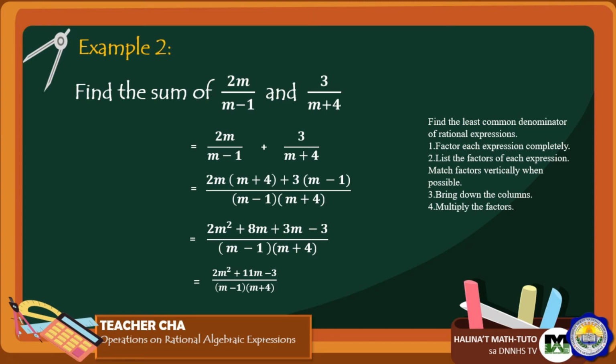If the numerator is factorable, we will factor. But in this case, the numerator is not factorable. Therefore, our final answer is 2m squared plus 11m minus 3 over m minus 1 times the quantity m plus 4.